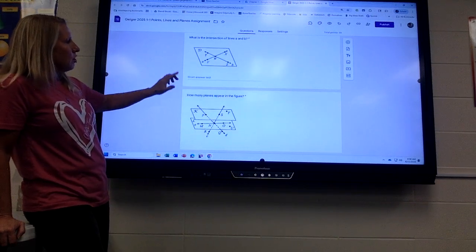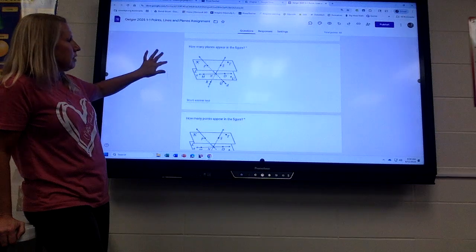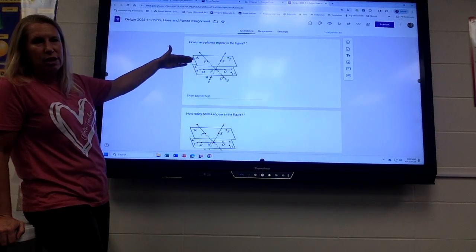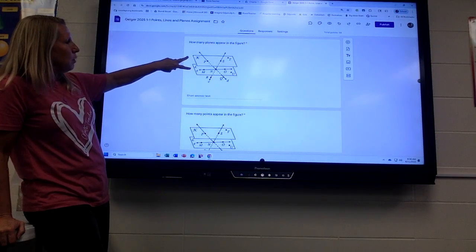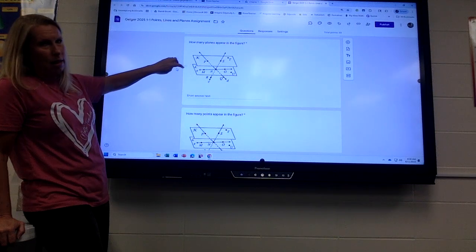And then you look at the intersection of the two lines. How many planes are in this figure? That would be two planes, plane K and plane L.